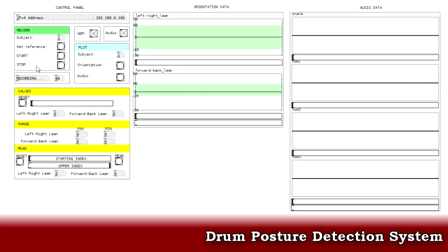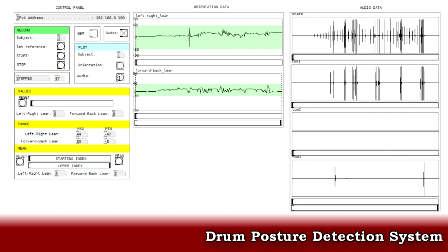When the player stops, the researcher presses stop, then plots both the orientation and audio data on screen. Maximum and minimum values are displayed for each direction, and the sliders can be moved to look at both individual values and the mean of a range of values. Tolerance limits are indicated, and whilst in this example the player did not exceed the limits, it can be clearly seen when this is the case.